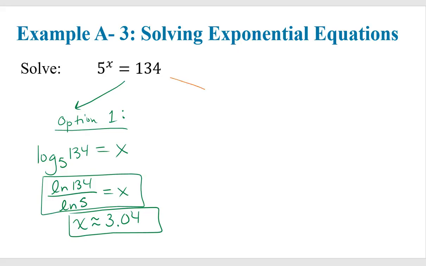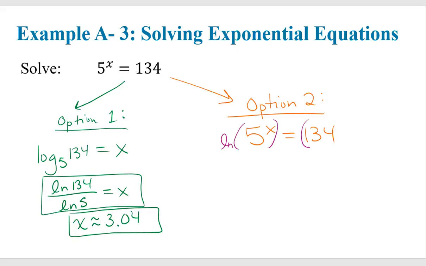All right, now option number 2. The second option you have in solving this is you can just take the log, the natural log or the common log of both sides, whichever you prefer. I am a big fan of the natural log. So I'm going to take the natural log of both sides. I'm going to take the natural log of this side, and the natural log of this right-hand side.